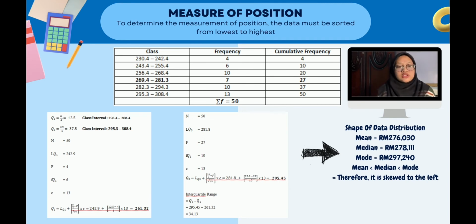For the data distribution, the mean we get is RM206030 and the median is RM278111. The mode is 297240. So the mean is smaller than the median and the median is smaller than the mode. That's all from my part.